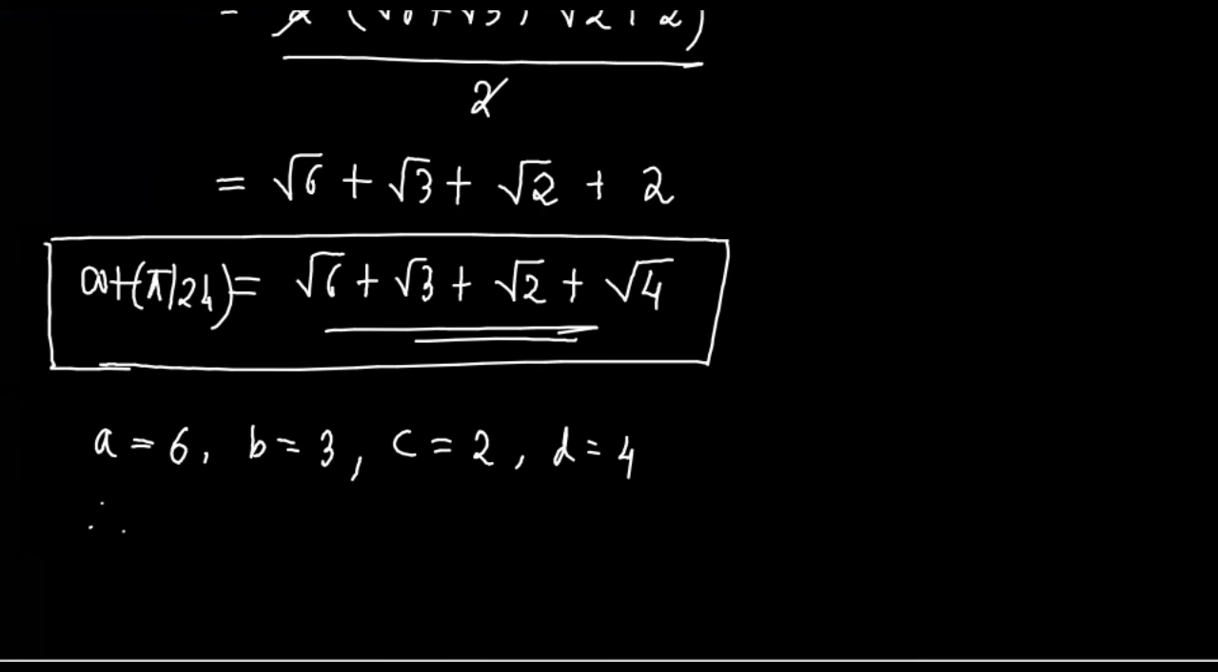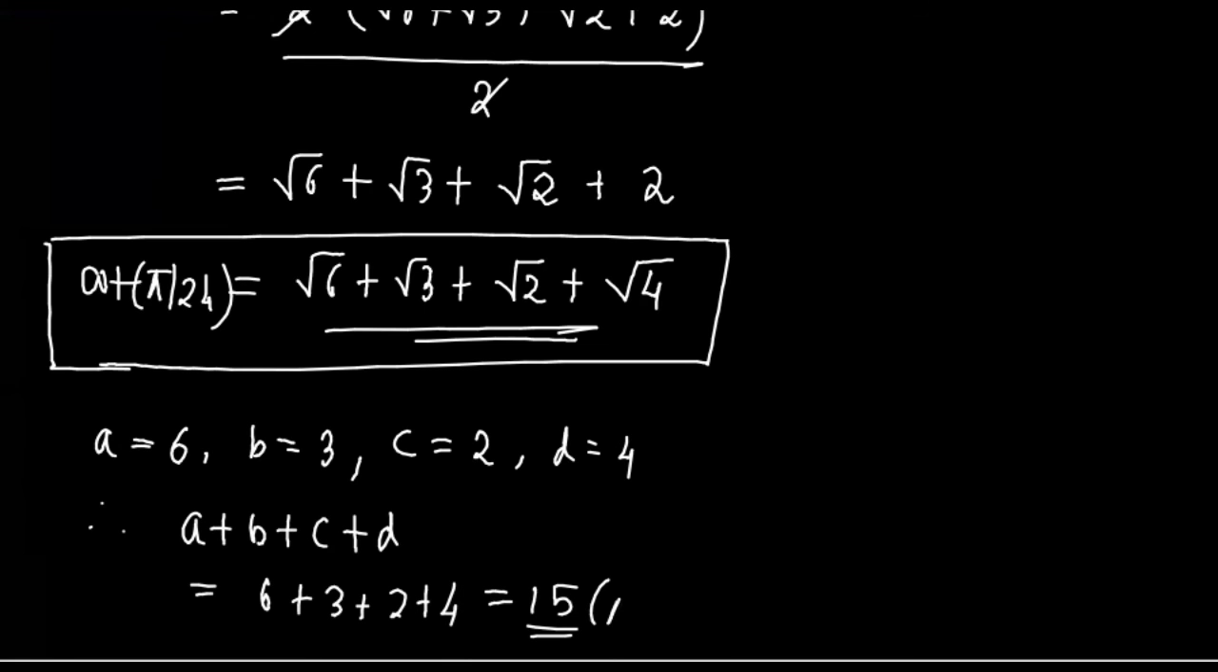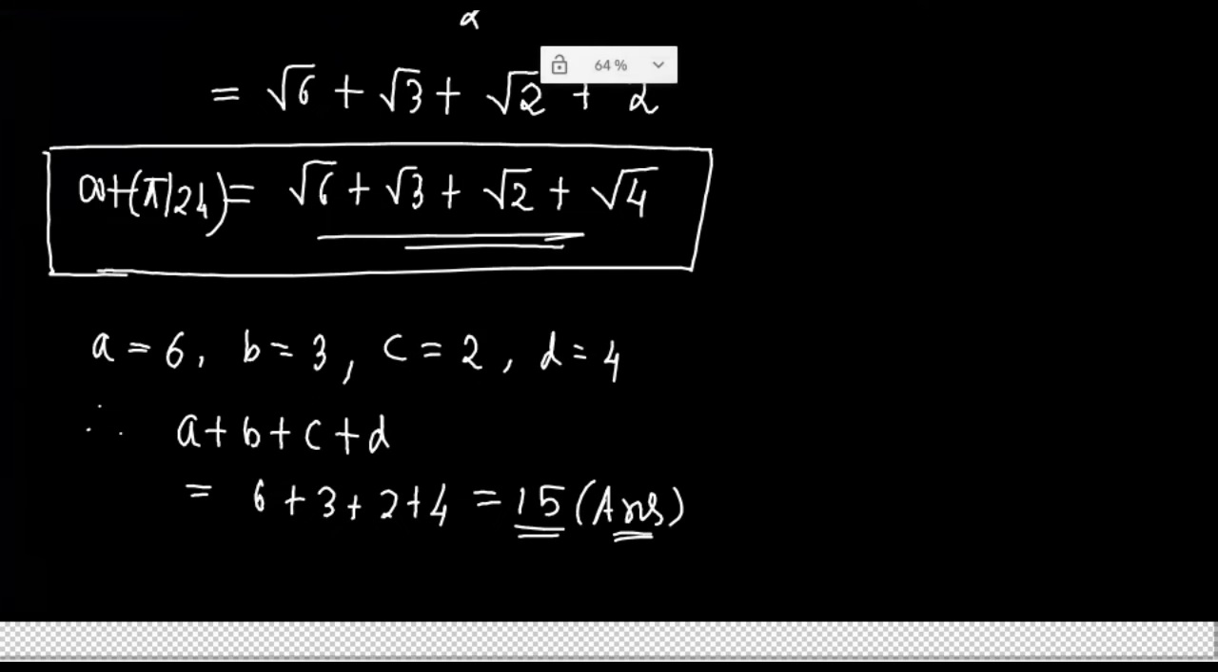We have to find the value of a plus b plus c plus d, that means the summation of all. So a plus b plus c plus d will be 6 plus 3 plus 2 plus 4. So it will come as 15. So this will be the required answer of the value a plus b plus c plus d.